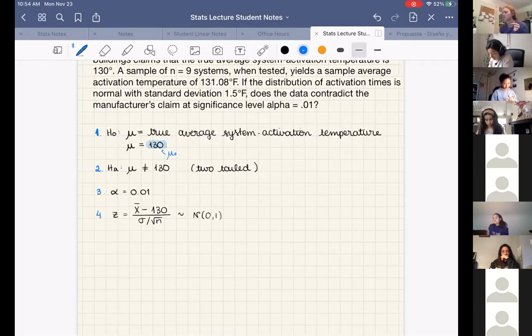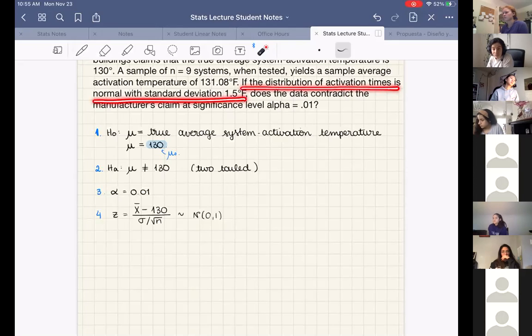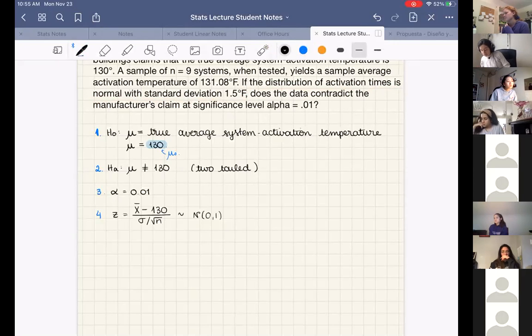The standard deviation is from the population. Okay, so actually I'll include this justification here because it's useful to know what the distribution is. Here you have that if the distribution of activation times is normal with standard deviation 1.5 degrees Fahrenheit, that means that this is the population distribution and the standard deviation is for the population. So why don't we write it in? Are we supposed to write it in? Does it matter? You can write it. It doesn't make that big of a difference.